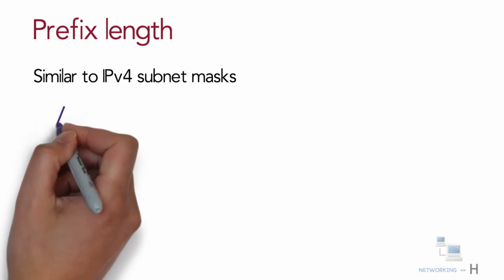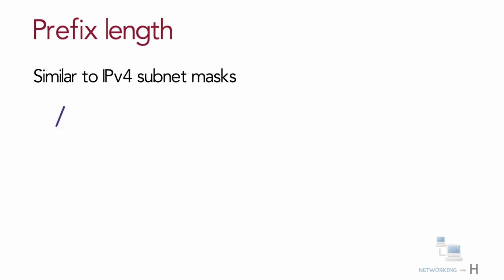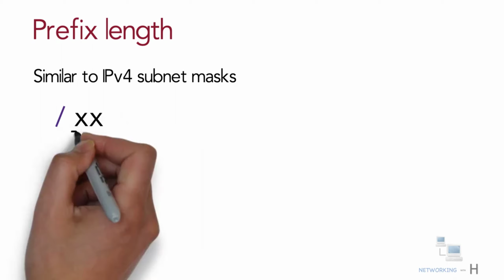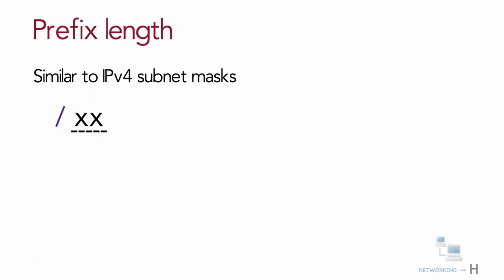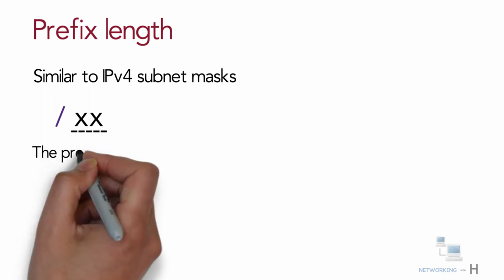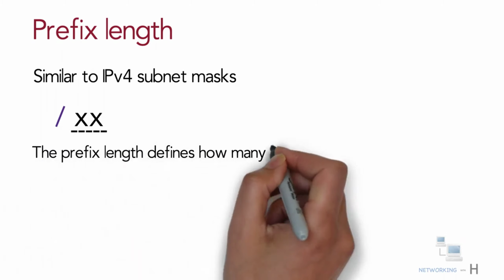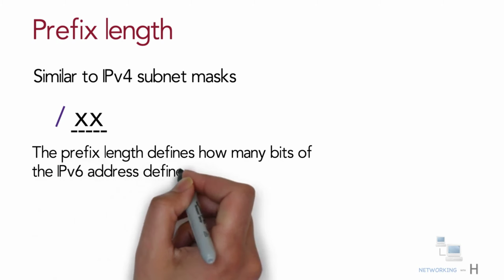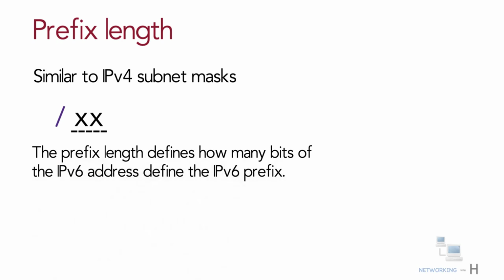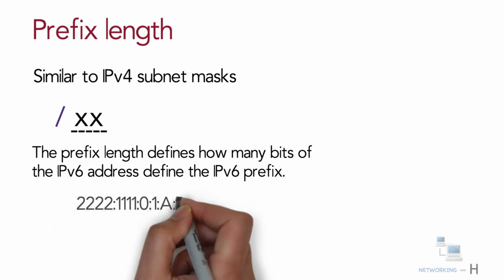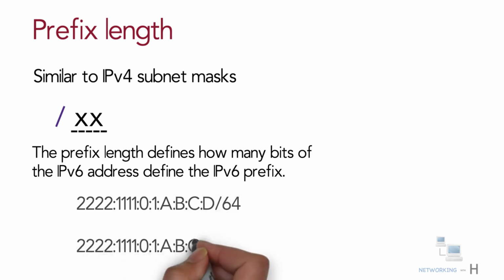Similar to the IPv4 prefix style mask, the IPv6 prefix length is written as a slash followed by a decimal number. The prefix length defines how many bits of the IPv6 address define the IPv6 prefix, which is basically the same concept as the IPv4 subnet ID. When writing the IPv6 address and the prefix length in documentation, you can choose to leave a space before the slash, or you don't need to, as shown in the next two examples.